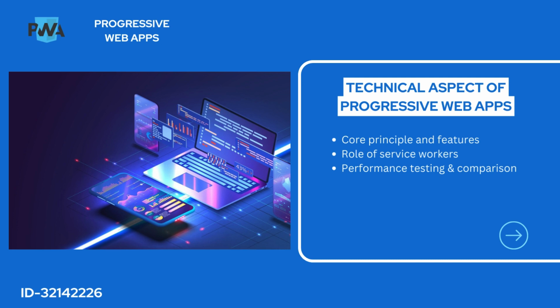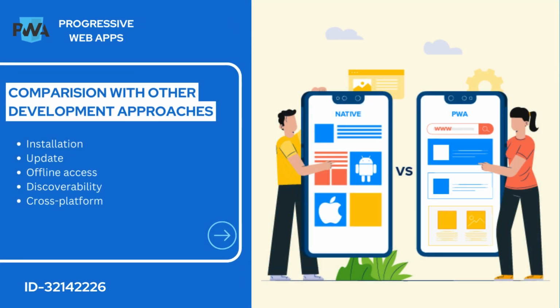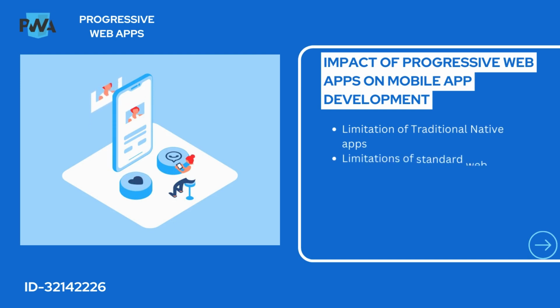Performance testing and comparisons. Progressive web applications offer several advantages over the native development approach when it comes to performance. Comparison with other development approaches: they can be installed directly from the browser without the need for app stores. They can be updated seamlessly in the background, eliminating the need for manual updates by users. They can function offline, allowing users to access content and perform tasks even without any internet connection. They are discoverable through search engines, making it easier for users to find and access them.